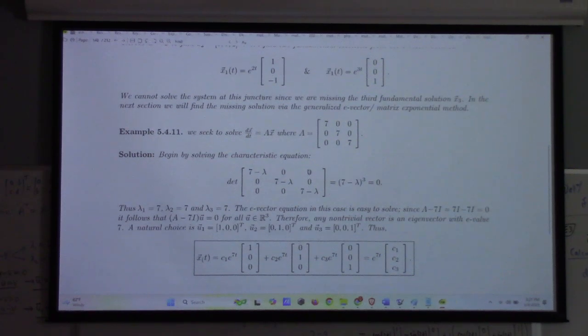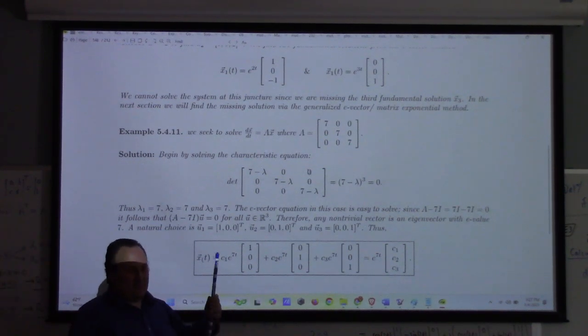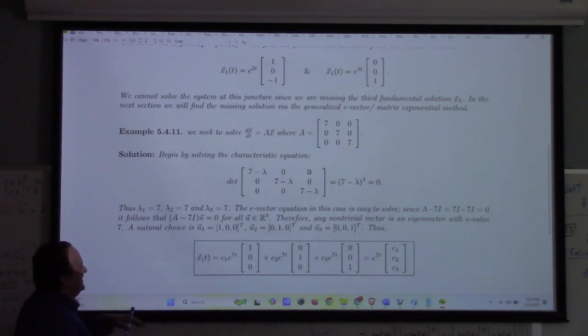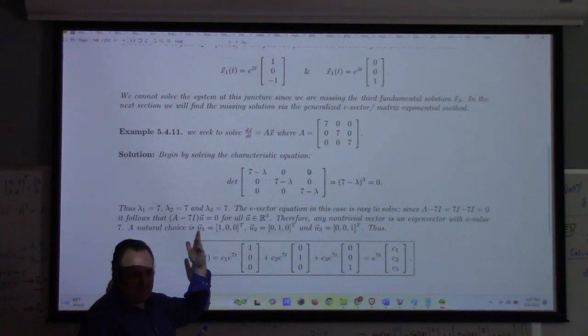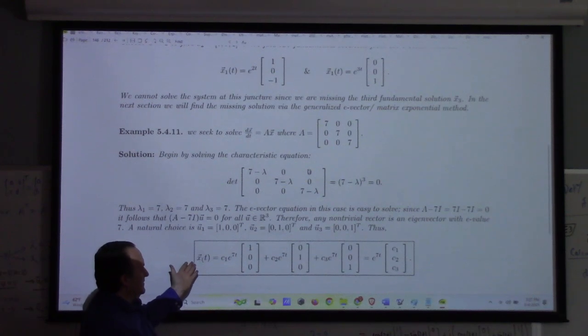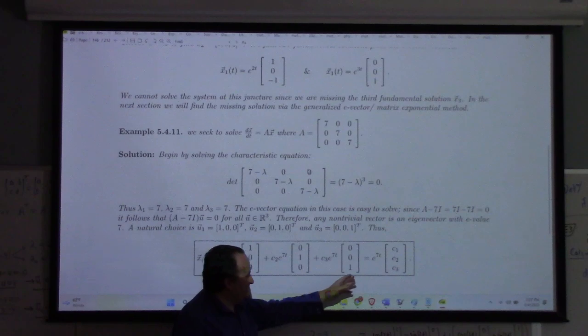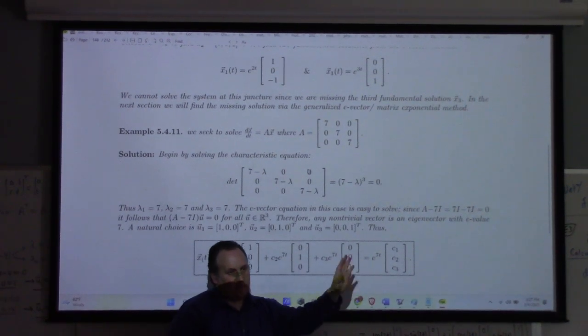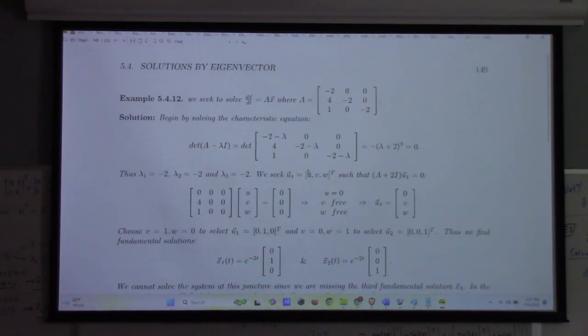Oh, and here's the dumb case. You could have 7, 7, 7 like this. You get eigenvalue 7 threefold repeated. When you look at the A minus 7I equation, it's just 0 equals a vector. Anything non-zero is an eigenvector. So in this case, I can write the general solution like this. Basically, e to the 7t times any vector solves this system. Kind of a dumb case. All right, so we'll do more of these next time.